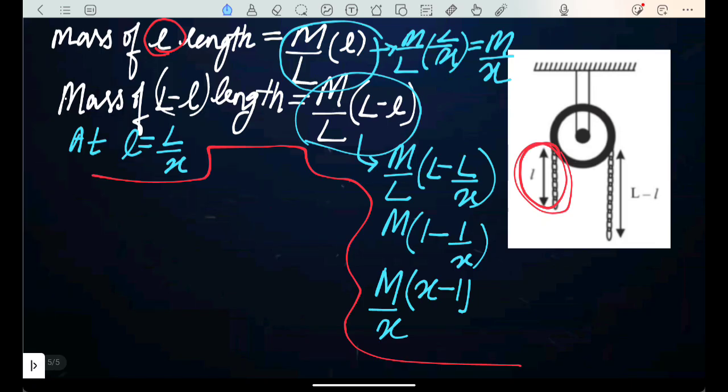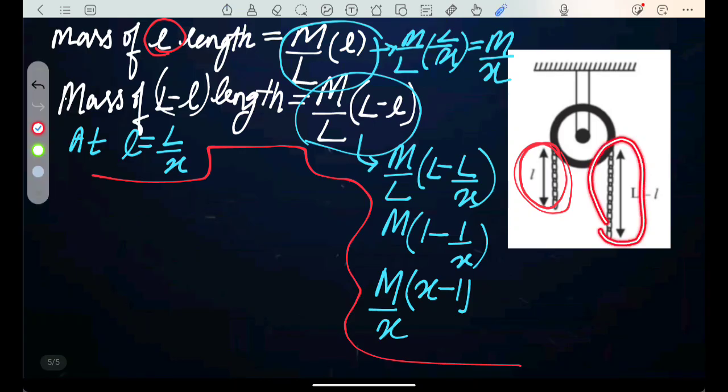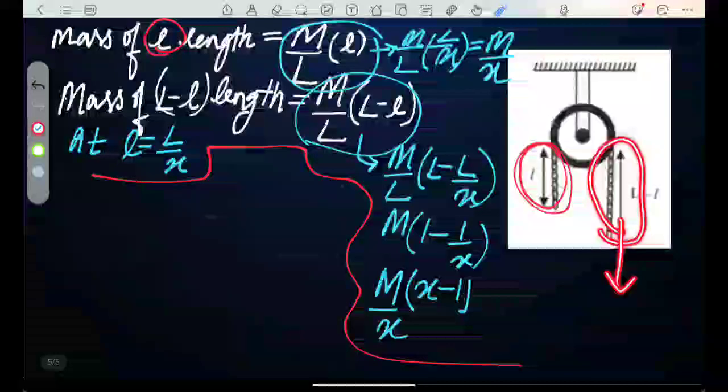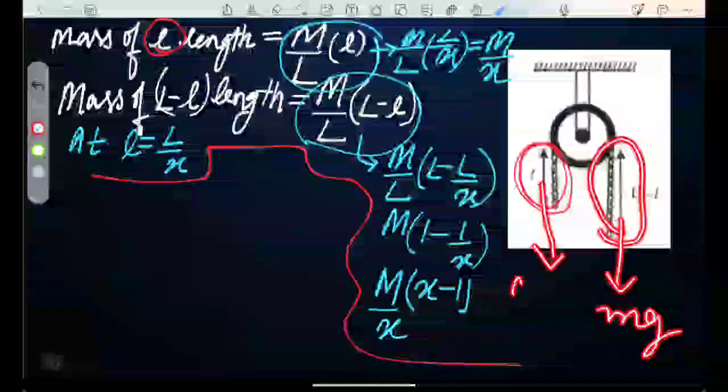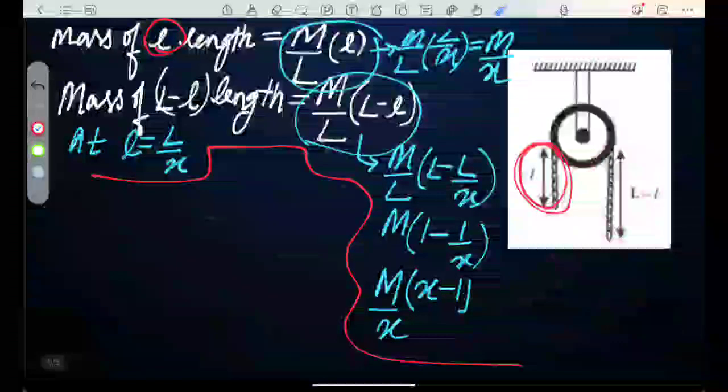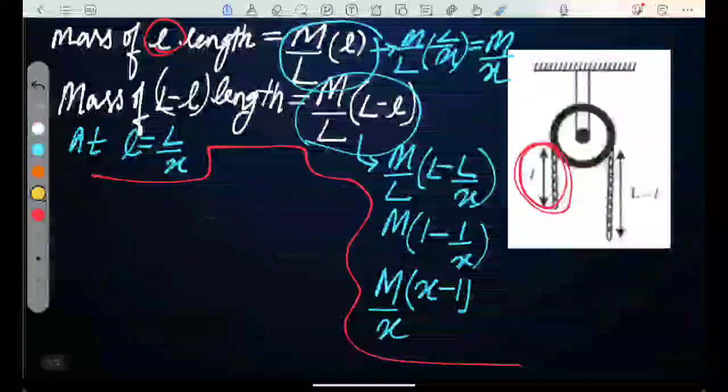Okay, so for the acceleration, I will draw the FBD of this chain. Look at it carefully. You know that this mass will be exerting some force equal to mg, its weight, and this will be exerting a force equal to some other m dash g. So that I have calculated the mass.